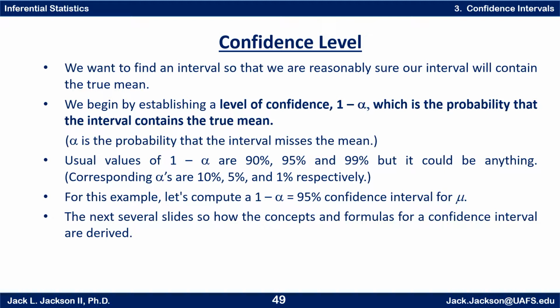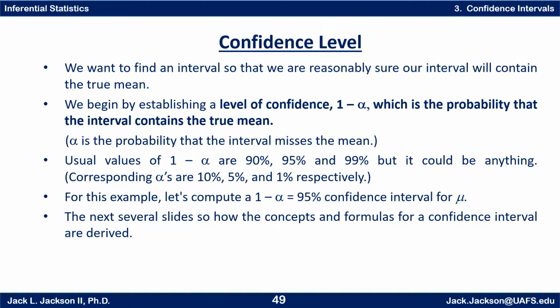We begin by establishing what we call a level of confidence. That level of confidence is 1 minus alpha, which is the probability that the interval contains the true mean. So then alpha will be the probability that the interval misses the mean. So we want alpha to be small and 1 minus alpha to be large. We want a large level of confidence. So actually the level of confidence could be any number, but the usual suspects, the ones that you see used over and over again, are 90%, 95%, and 99%. Corresponding alphas are 10%, 5%, and 1%, respectively.